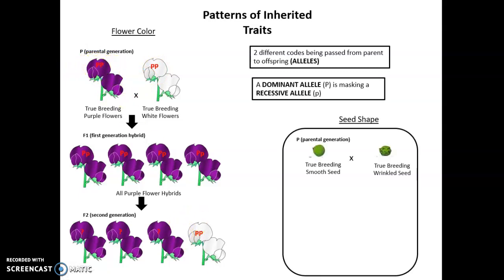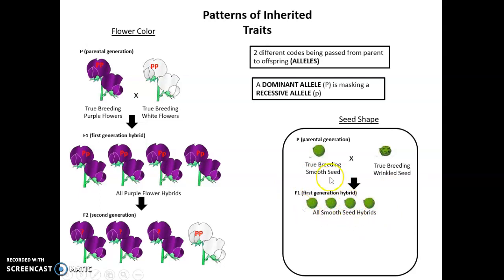Okay, so what's going on here? Well, he just keeps noticing this pattern in all of these different traits. When he looks at seeds, he's looking at true breeding smooth seeds. So we've got one garden that's only producing these smooth seeds, and true breeding wrinkled seeds. He has a garden with only these wrinkled seeds. And he does the same experiment where he crosses 2 true breeding seeds, and he gets an F1 generation where all the seeds are smooth seeds.